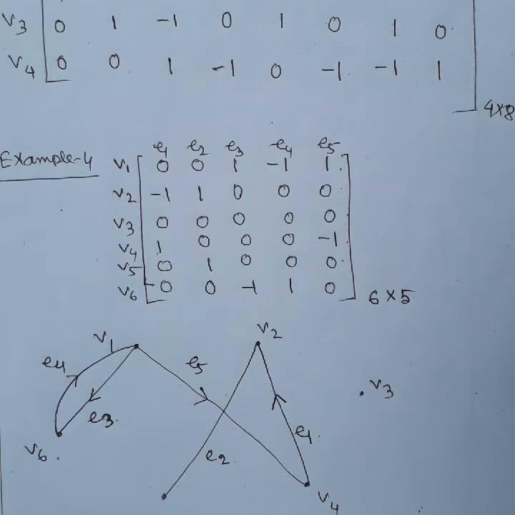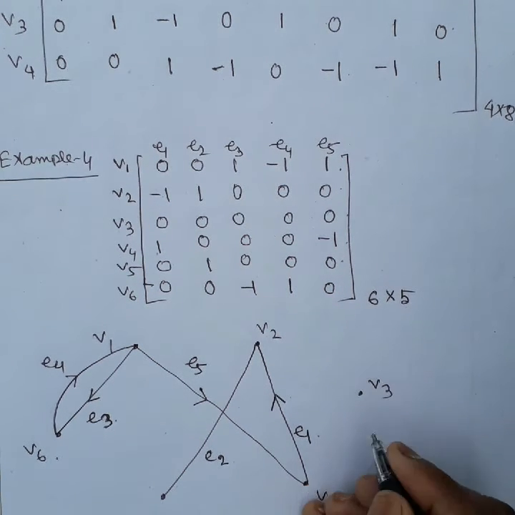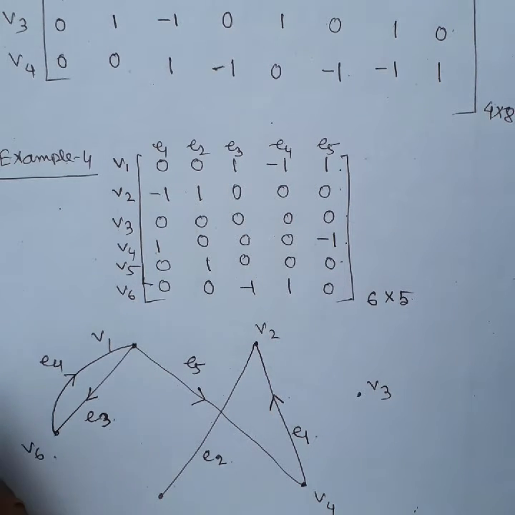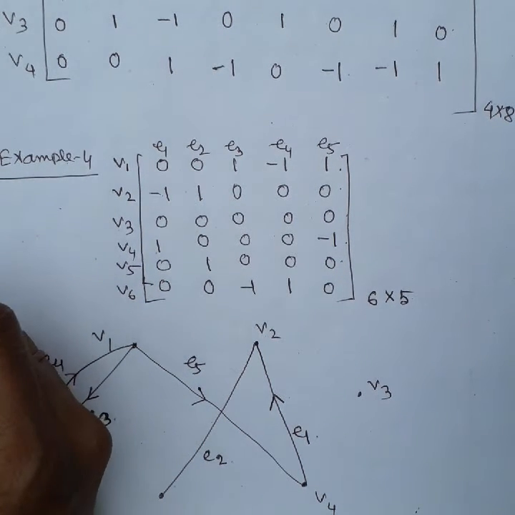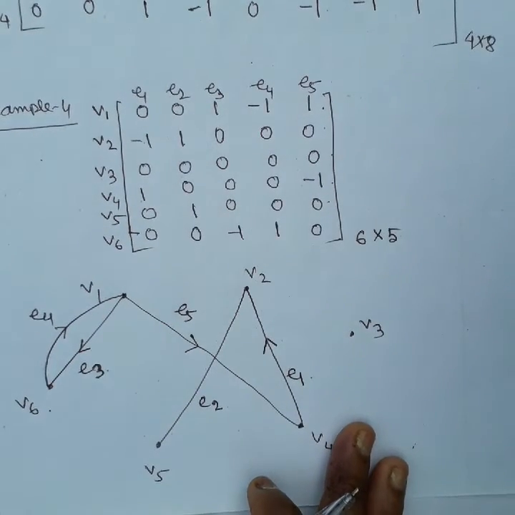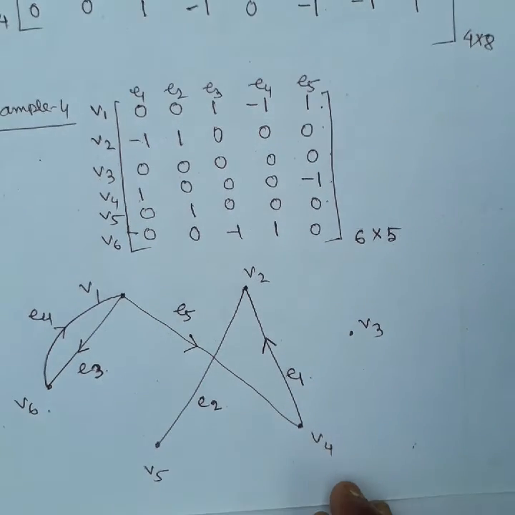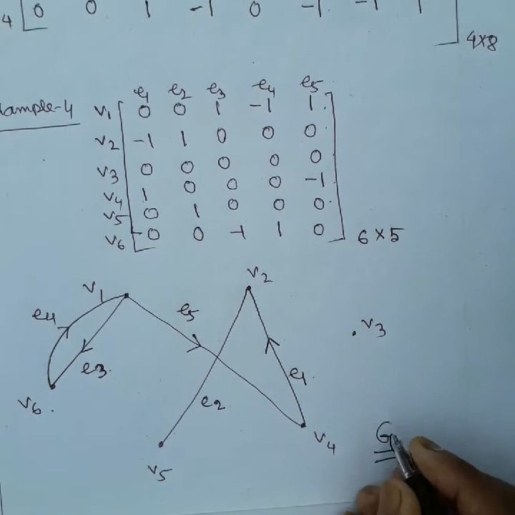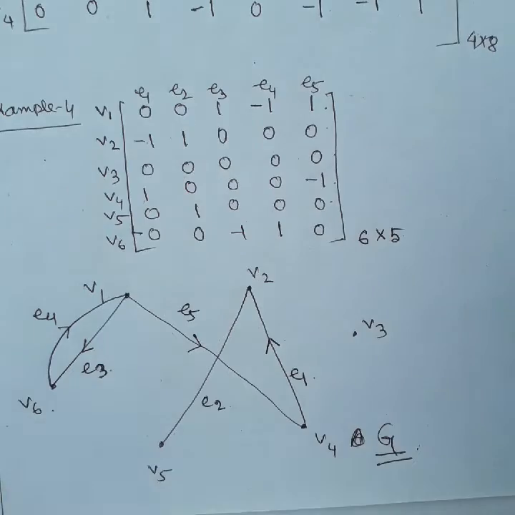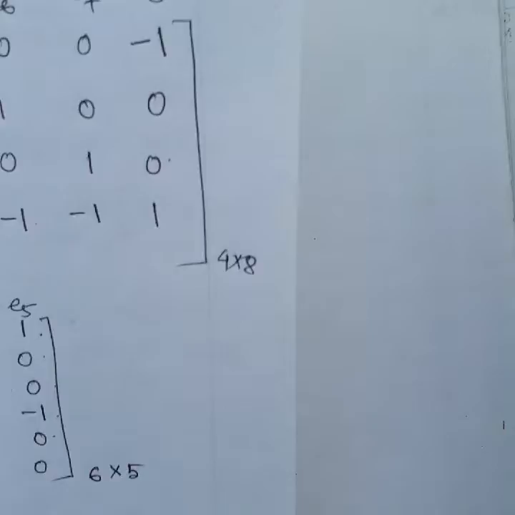Okay, but here V3 is not connected, that means V3 is disconnected here. So V3 becomes isolated here. In fact, G is not connected here. Okay, this graph is not connected. So this is our graph from the incidence matrix digraph. Sorry. Okay, so there are some properties also.